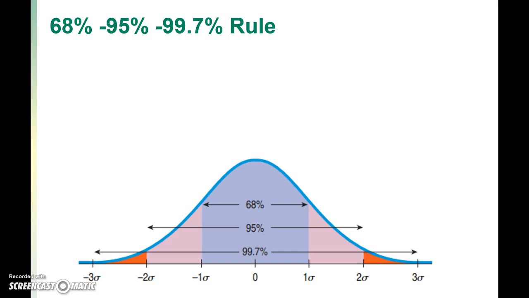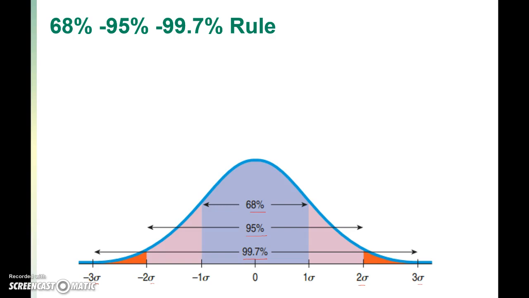Okay, let's take a closer look at the 68, 95, 99.7 rule. That pretty much tells us everything that we need to know. It's also sometimes referred to as the empirical rule. Again, as we know, 68% of the data falls within one standard deviation of the mean. 95% of the data falls within two standard deviations of the mean. And finally, 99.7%, just about everything, falls within three standard deviations of the mean on a normal curve.